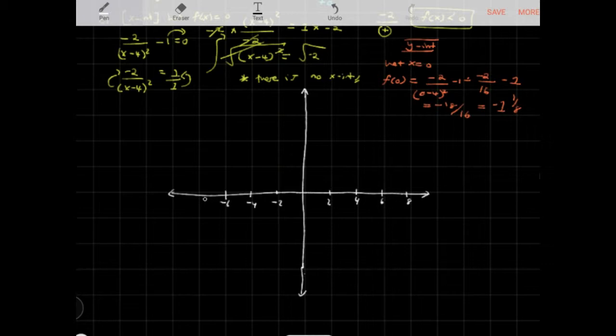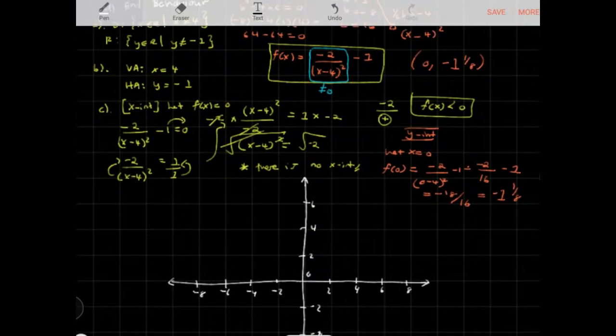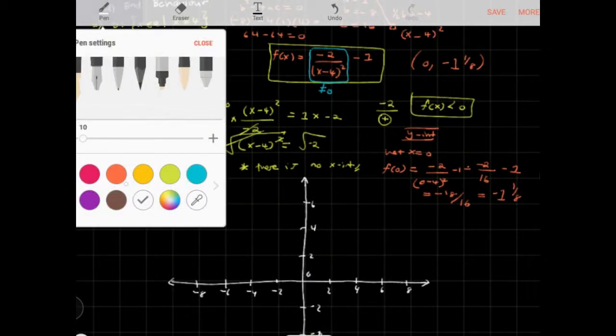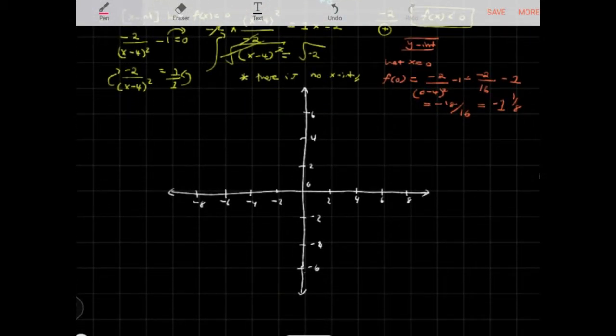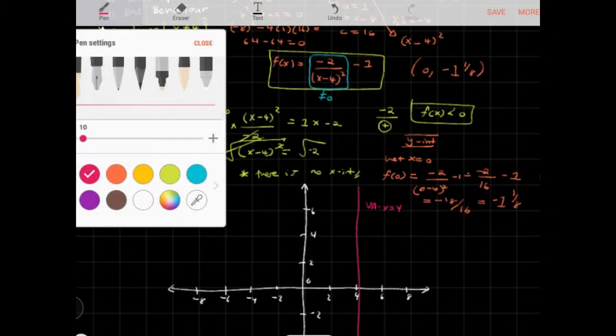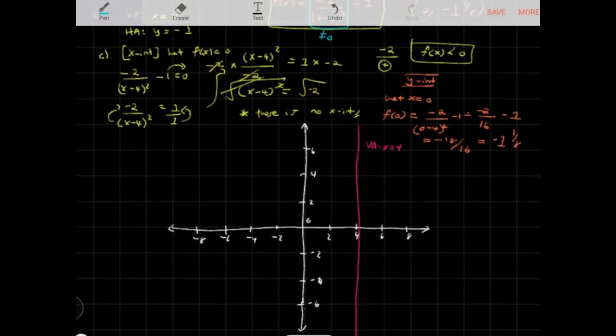So I'm just going to create my Cartesian plane. We also can understand here that our vertical asymptote is 4. I'm going to draw my vertical asymptote in red. So x is equal to 4, let's say it's like here. This is my vertical asymptote, x is equal to 4. And my horizontal asymptote is y is equal to negative 1. Let's do that in blue. If it's negative 1, it's going to be somewhere here.